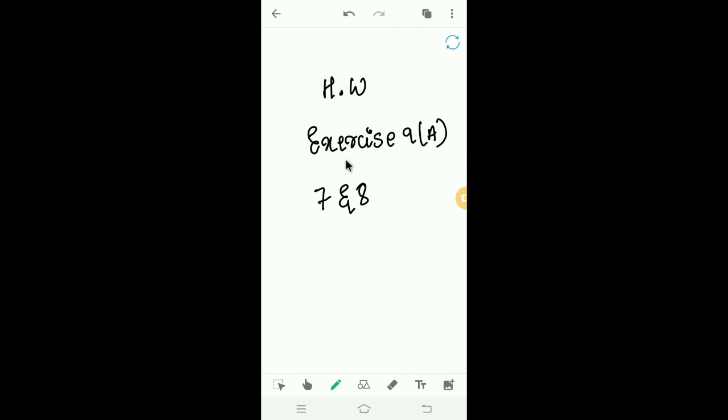Today's homework: solve exercise 9A, the 7th one and 8th one.